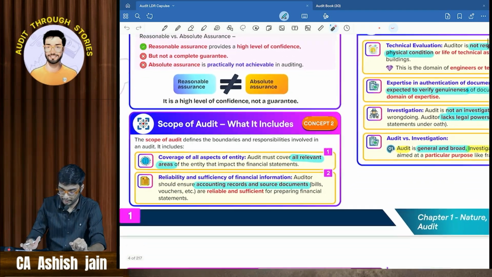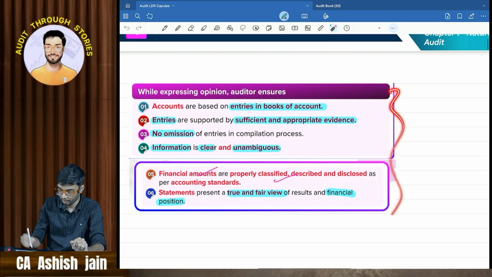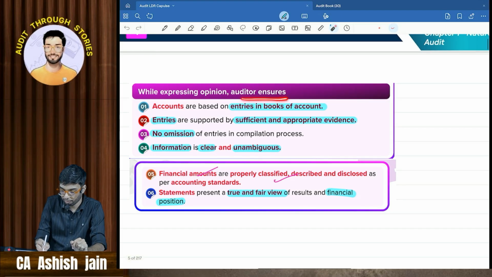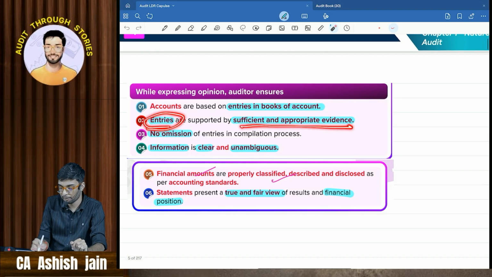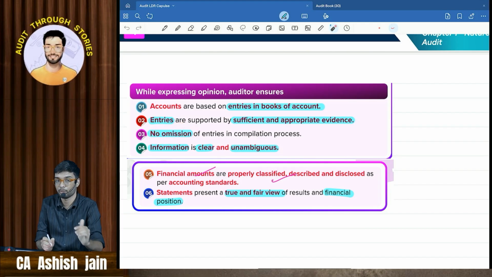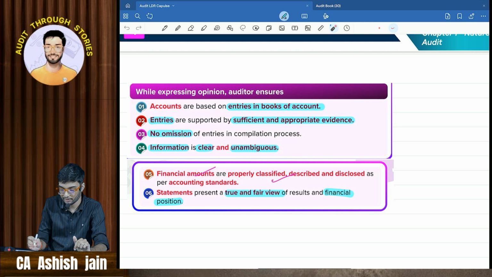Remember this, very important. While expressing opinion, the auditor has to ensure that accounts are based on entries in the books of accounts. Entries are supported by sufficient appropriate audit evidence. There is no omission in the entries; the auditor has to make sure that management has not omitted any entries. Information is clear and unambiguous. Whatever financial amounts management records are properly classified, described and presented as per AS or Ind AS, that is, the applicable financial reporting framework. Then the statements present a true and fair view of results and financial position. So these are the total 6 points.